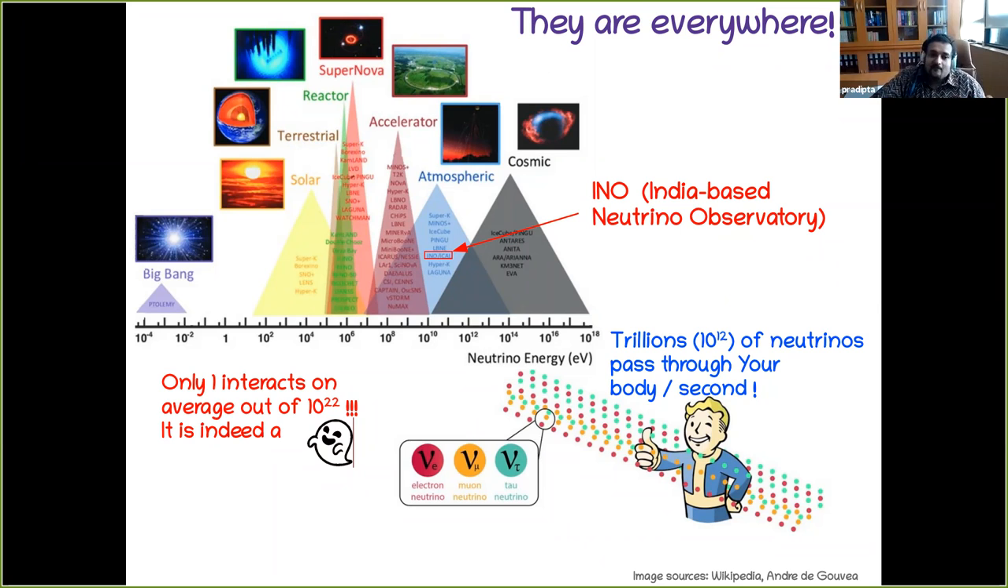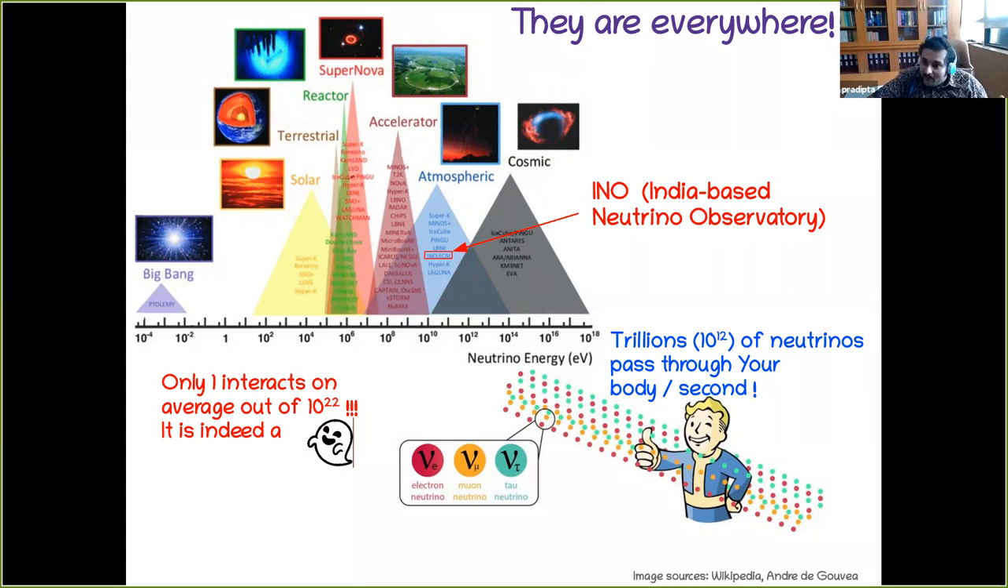And they're everywhere. For example, if you consider very light neutrinos, they are actually from the time of the Big Bang. And that is extremely important, as I will discuss in the next slide. Then when you have energies of the order of electron volt or a few electron volt, then you have basically solar neutrino, terrestrial neutrino, reactor neutrino. You go higher, you have neutrinos from the supernovas.